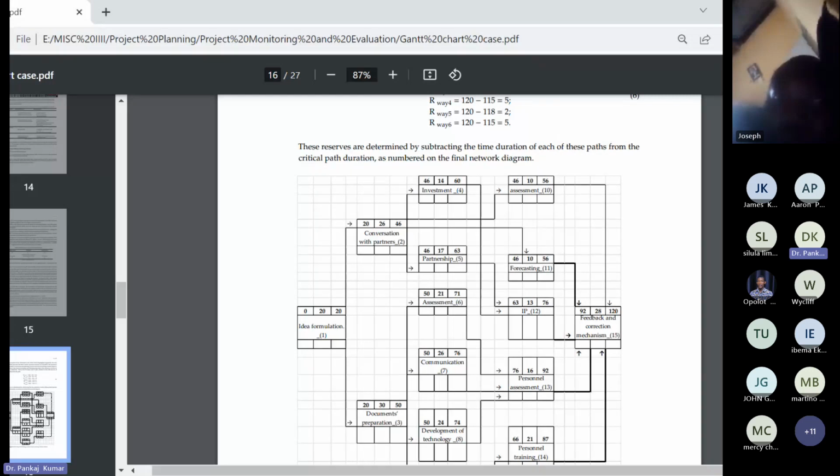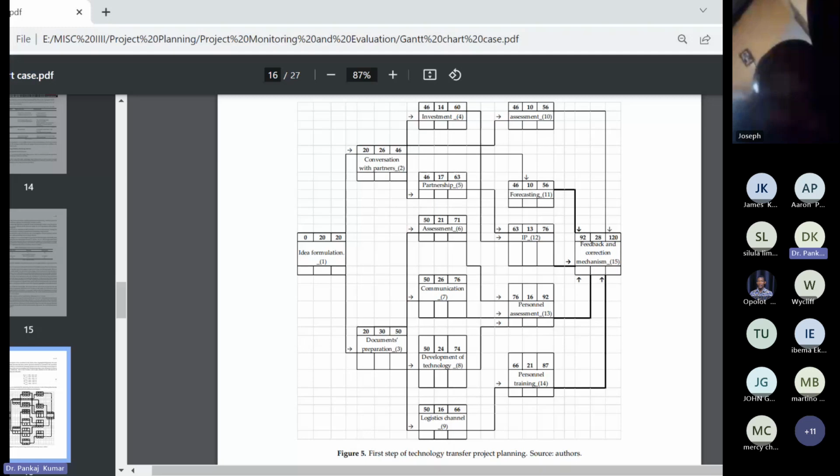In this way, you can design your critical path method to know how much time you have to invest in completing a particular project. Is it clear to you or not?